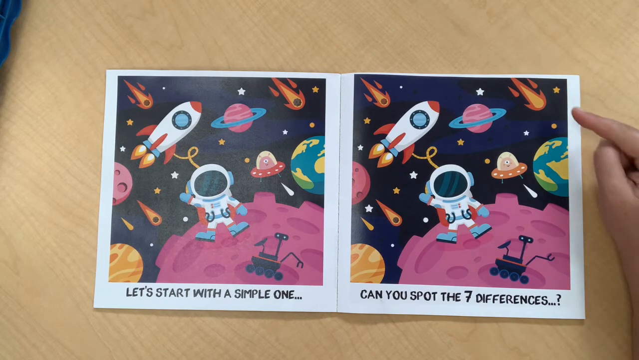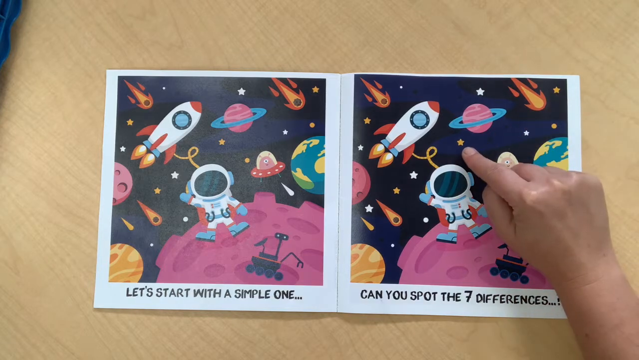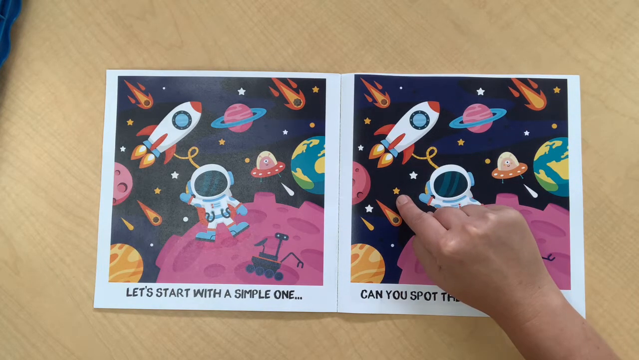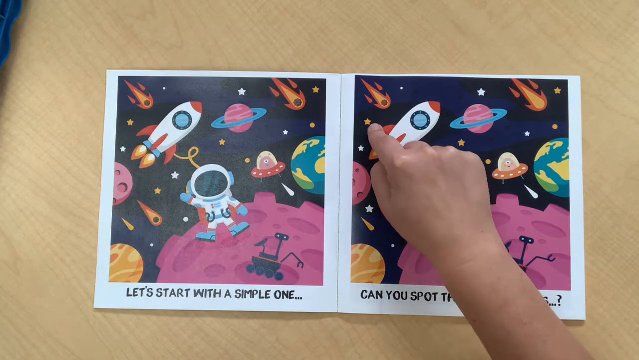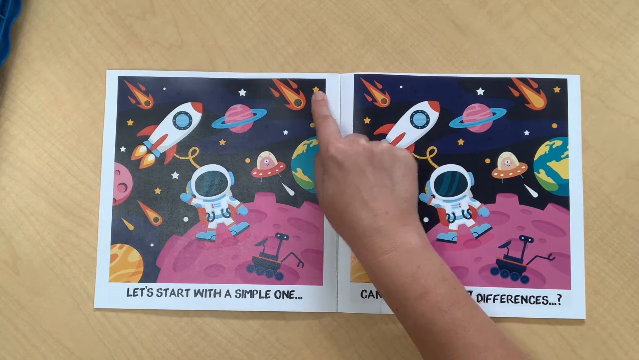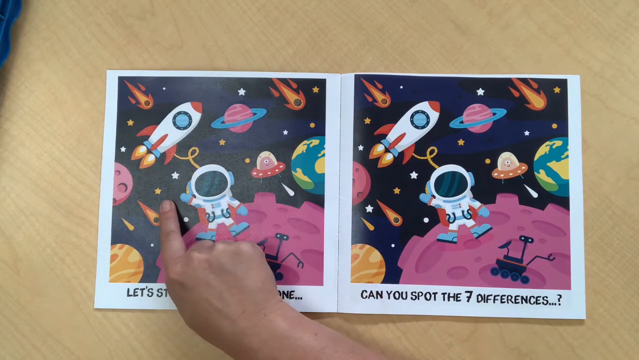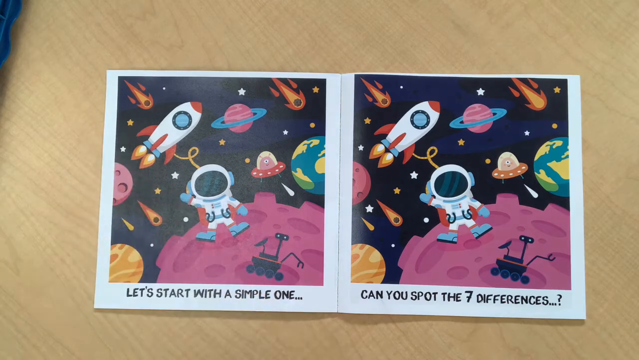Let's see how many yellow stars there are. 1, 2, 3, 4 yellow stars here, and 1, 2, 3, 4 yellow stars there. Okay, so that's the same.